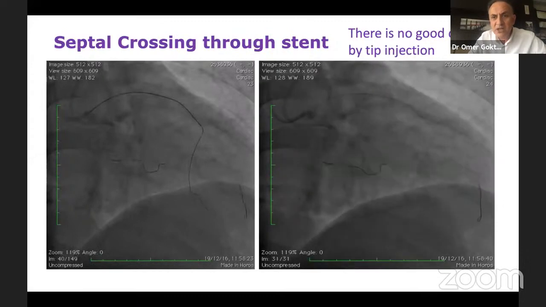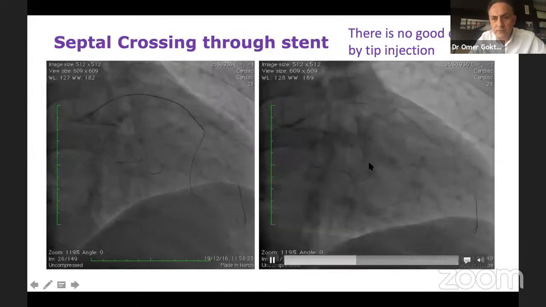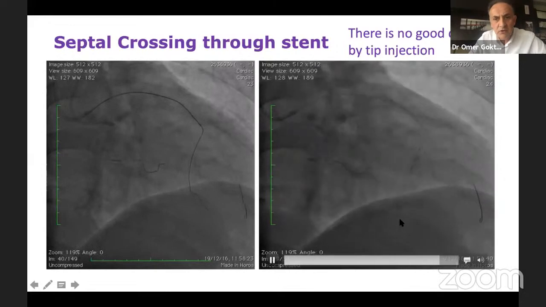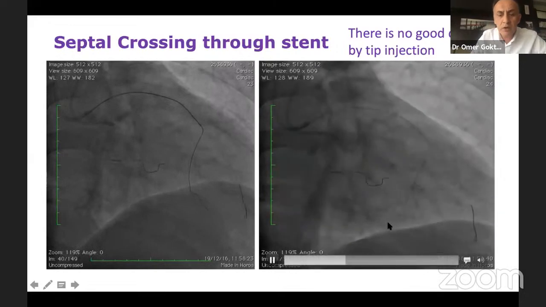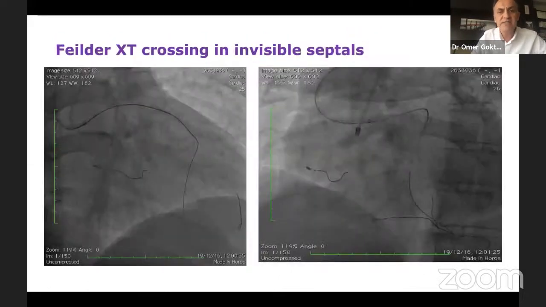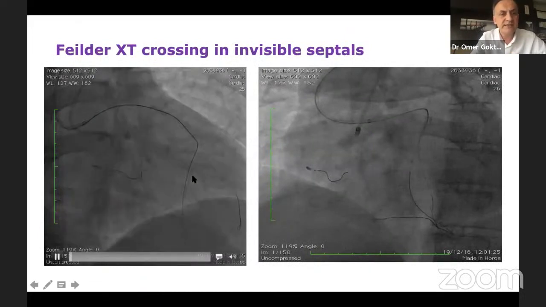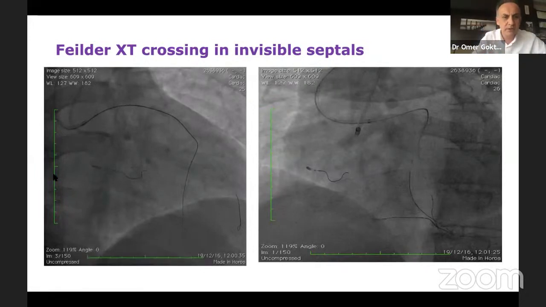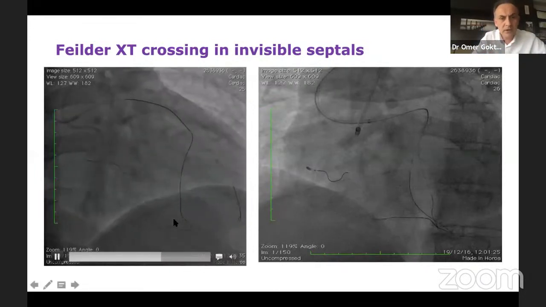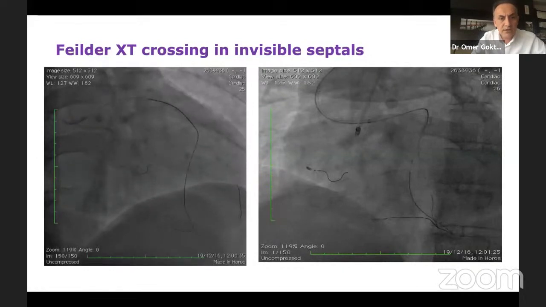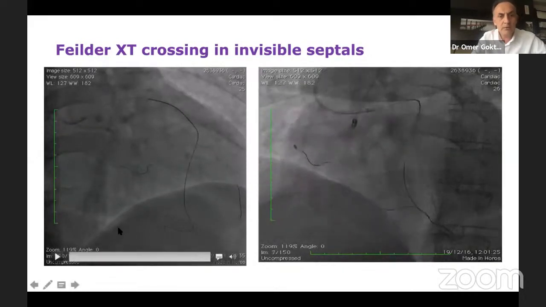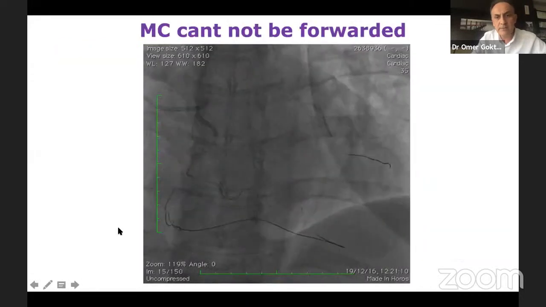Actually, we don't see that much good collateral here. You see, we don't have that much. But what we can do, we can use invisible septals. And to do that, I think the XT wire is an excellent wire because it goes through very small collaterals. You see, XT wire can go through invisible septals.